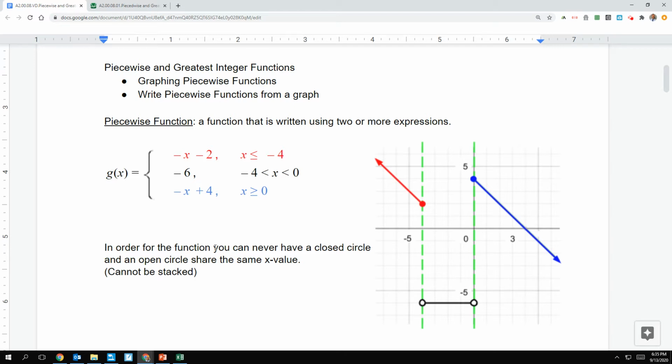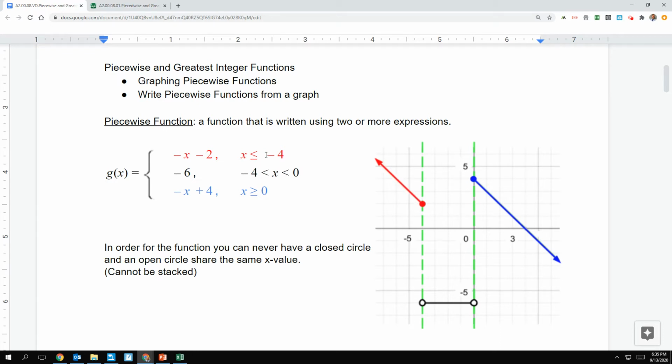In order for it to be a function, you can never have a closed circle and an open circle share the same x values, so it cannot be stacked. So right here, we can see that at x equals negative 4, there's a dashed green line. And over here it says negative 4 is included with this function up here that goes to the left, which is negative x minus 2. So if we continue this graph, we would intersect the y-axis at negative 2. So that's the graph right there.